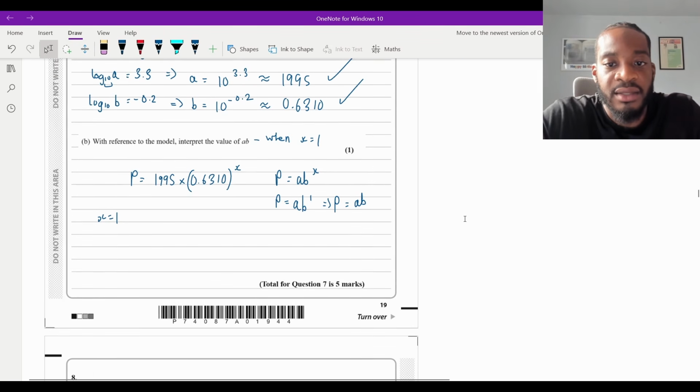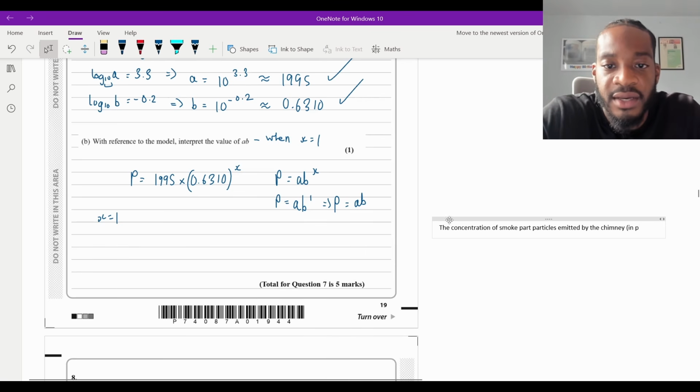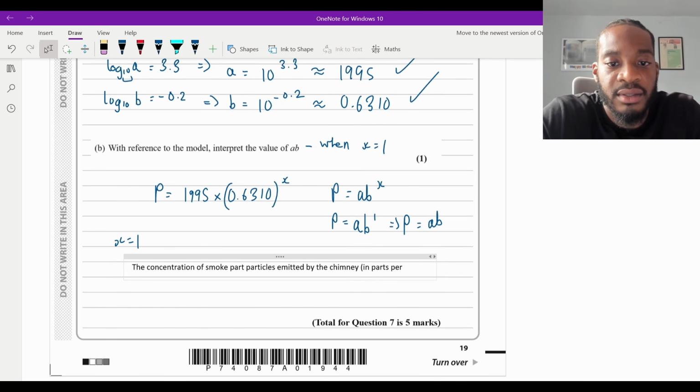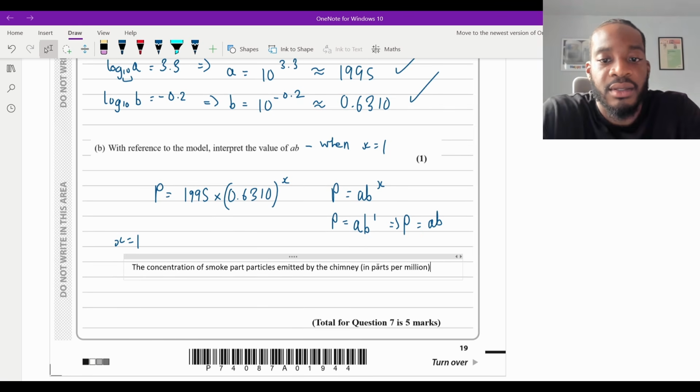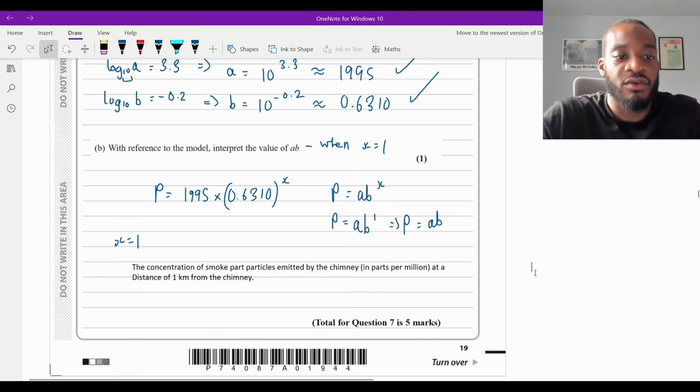AB, it's going to be the concentration of smoke particles emitted by the chimney in parts per million, at a distance of 1 kilometer from the chimney. Something like that. And that will give you the 1 mark.